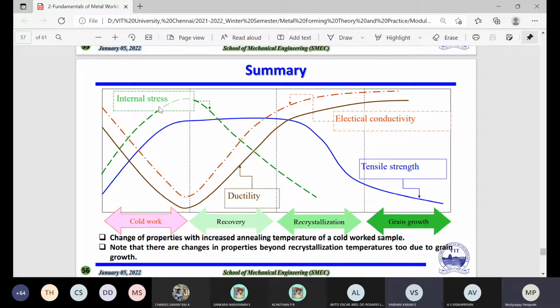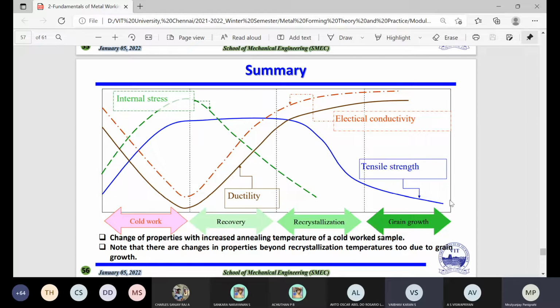Maybe somebody was asking about the internal stress. So you can see here how the internal stress is removed. Whenever we create internal stress in cold working, it is higher, and the moment you go towards the heat treatment, the recovery and recrystallization, it goes down. That means you are removing it. Similarly, the tensile strength is on the higher side in the recovery and recrystallization part, or maybe half of the recrystallization, then again it goes down.